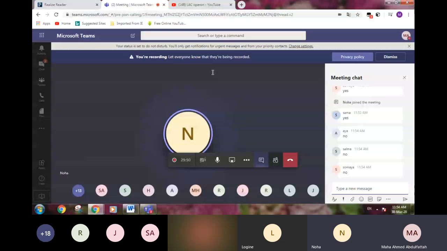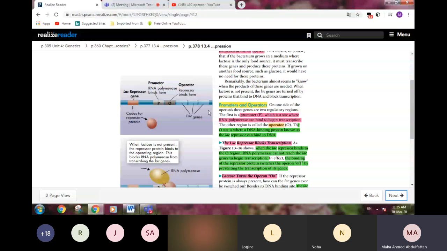The answer is no. This gene is not needed to be turned on all the time, because not all the time the bacteria maybe it is feeding on another type of sugar. Maybe lactose is not found. Maybe it's not hungry anymore. So what controls the switching on and switching off of this operon, or of these genes?